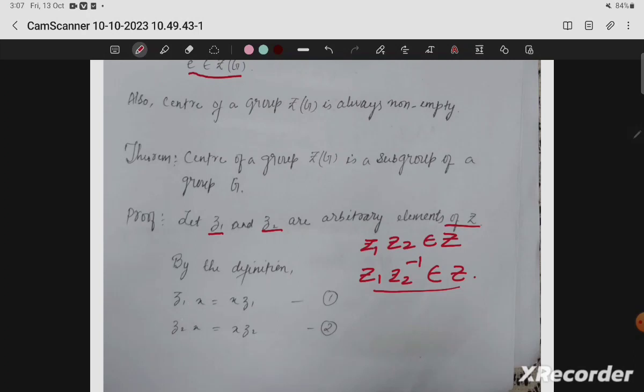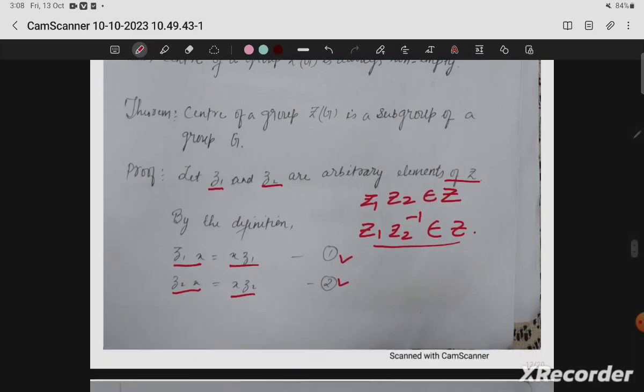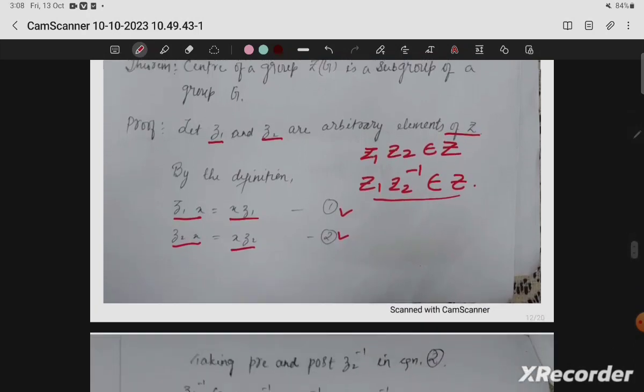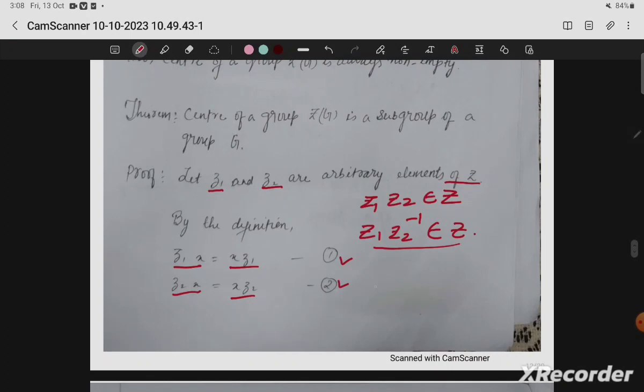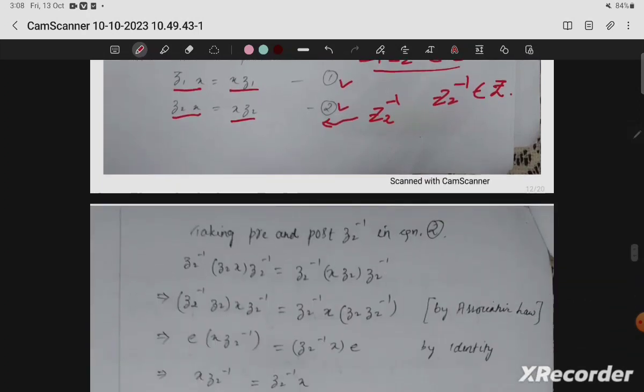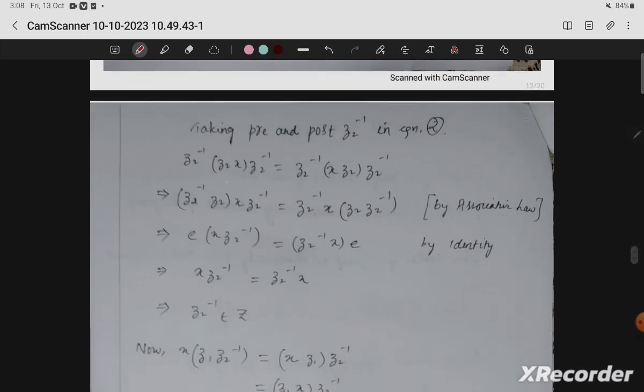By the definition, we can write z1x equal to x z1. Similarly, z2x equal to x z2. Let us call these equation 1 and equation 2. Now, the next step is we will multiply z2 inverse to equation 2, because we want to show that z2 inverse belongs to the center.